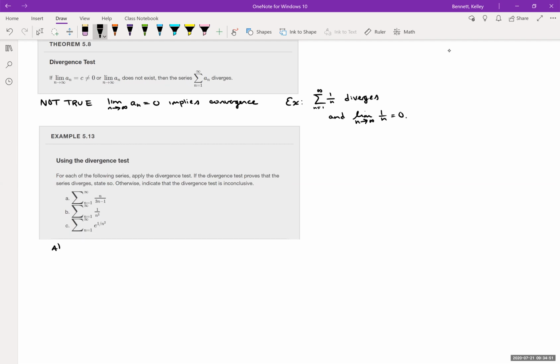Okay, so let's use Theorem 5.8 in the following example. So for A, we get that the limit as n goes to infinity of n over 3n minus 1 is 1/3, which is not 0. So we know from that that our series will diverge.